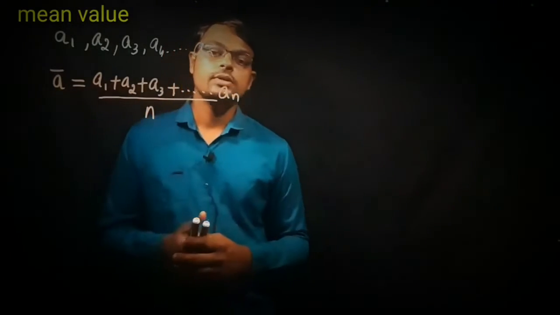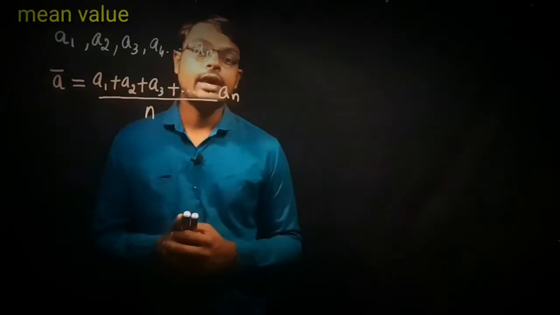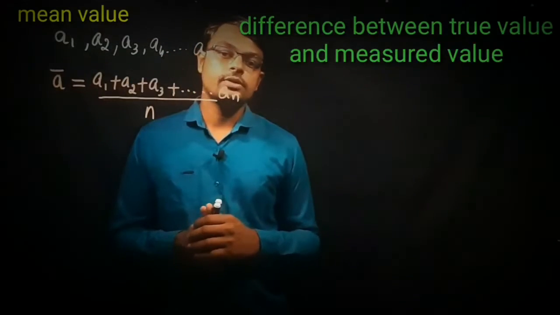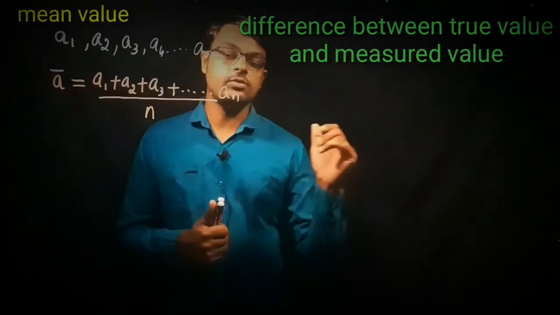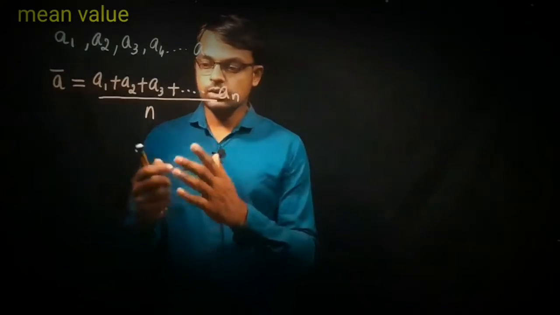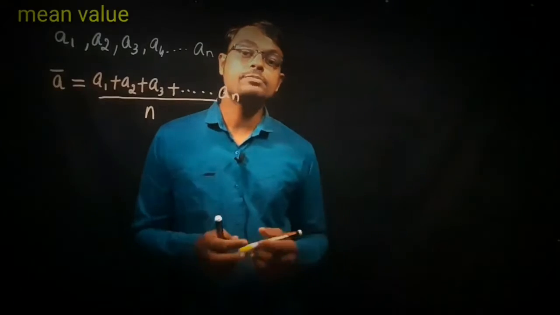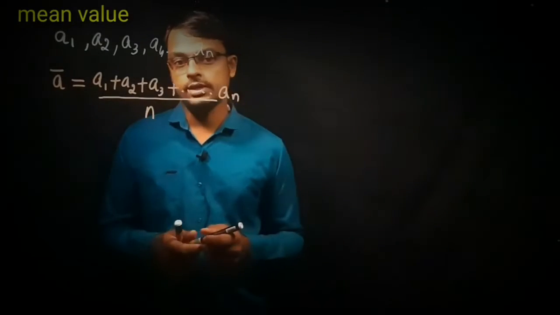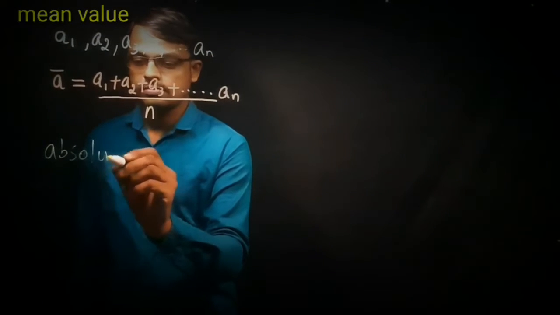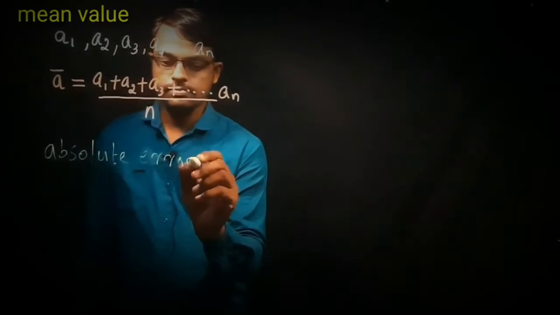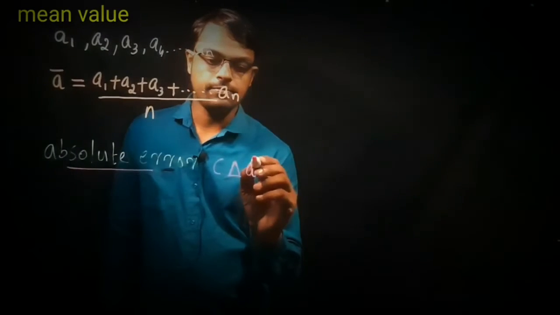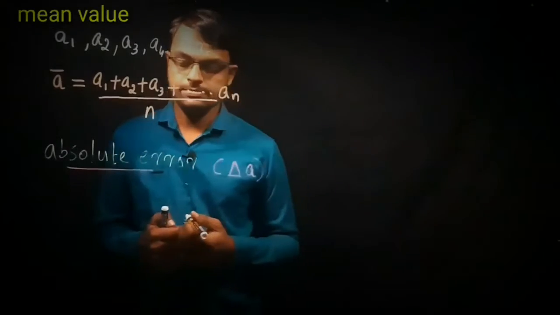Now let's discuss the absolute error. What is that? You can see the definition of absolute error here. It is the difference between the true value and the measured value. We are representing the absolute error as delta A, the absolute error.